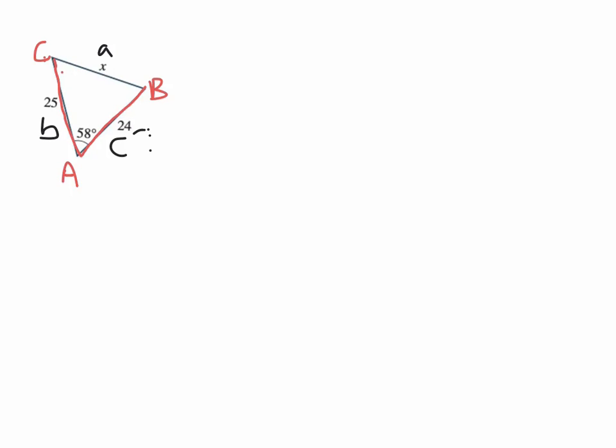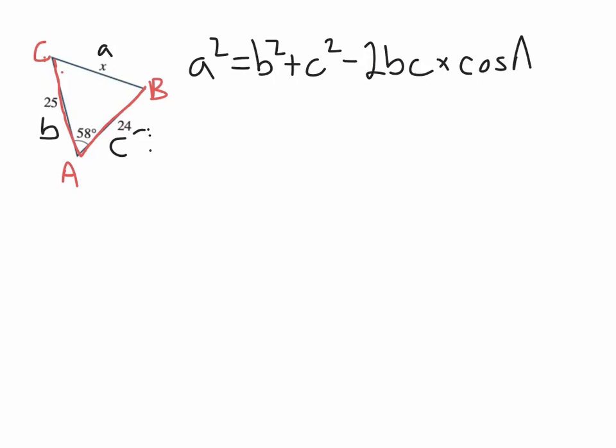There we go, C. So we know that with the cosine law, A squared equals B squared plus C squared minus 2BC multiplied by the cosine of angle A. I have to conserve room because this is going to be a large formula.